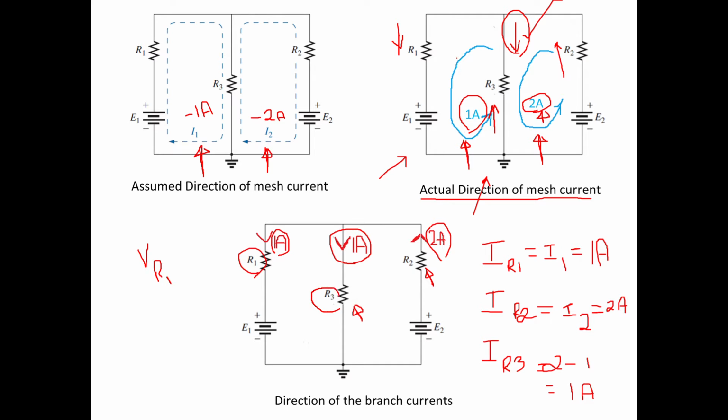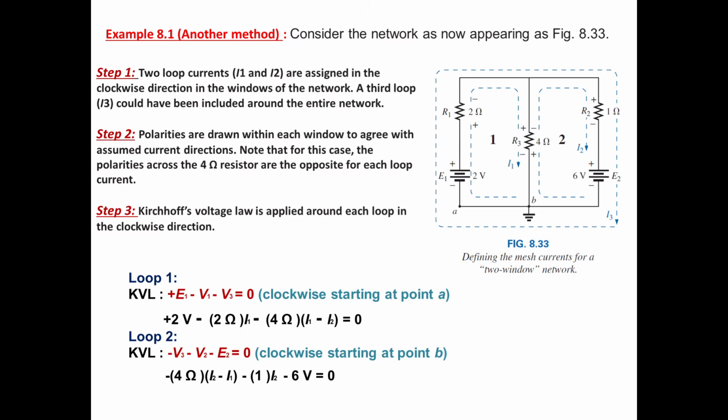What is the voltage in resistance R3? You can apply Ohm's law. What is the voltage in resistance R2? You can apply Ohm's law. I can ask you for power. Power is I squared R and you can solve it. So the idea is if you are able to find the branch currents, you can find the voltage by applying Ohm's law, and you can find the power in each component by using the formula for power.